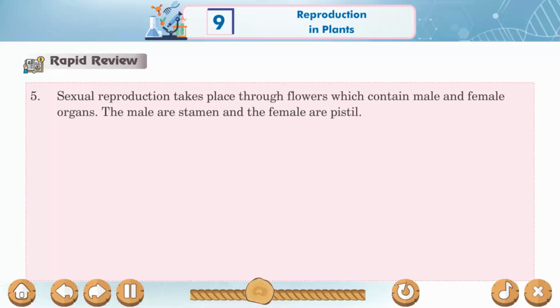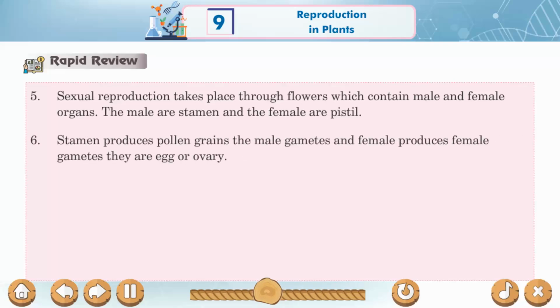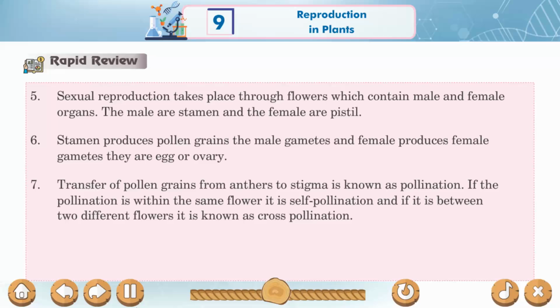5. Sexual reproduction takes place through flowers which contain male and female organs. The male is the stamen and the female is the pistil. 6. Stamen produces pollen grains, the male gametes, and the pistil produces female gametes. They are the egg or ovule. 7. Transfer of pollen grains from anthers to stigma is known as pollination.